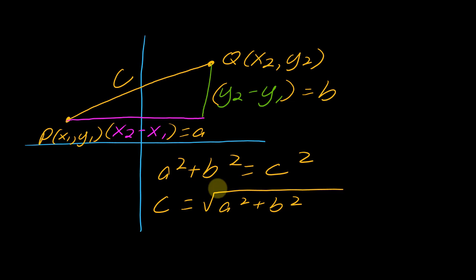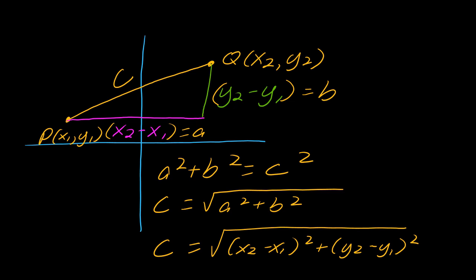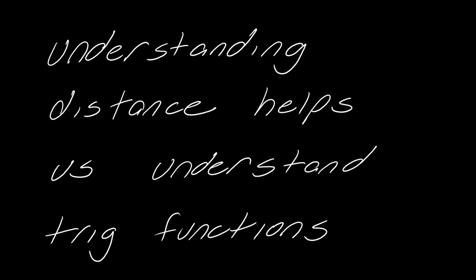Then I can just replace the a with x2 minus x1, and I can replace the b with y2 minus y1. So they're all connected, and that is the distance formula. It's really just a special case of that. Understanding distance is going to help us with trig functions today and how we build our trig functions.